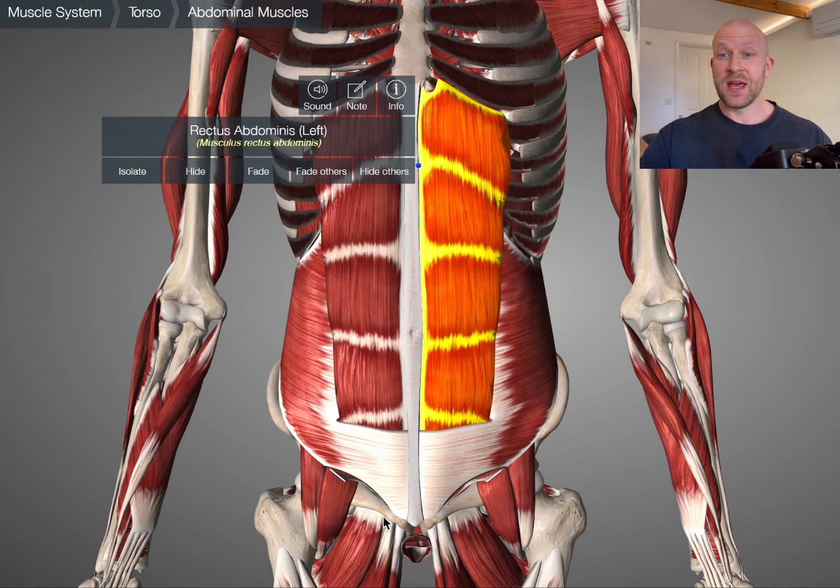Rectus abdominis originates at the pubic crest and pubic symphysis, and inserts at the xiphoid process and cartilage of ribs 5, 6, and 7. It's on the front, it brings insertion closer to origin, so it's going to flex the vertebral column. We probably all know that. We've all done a crunch, or at least attempted one in the past.